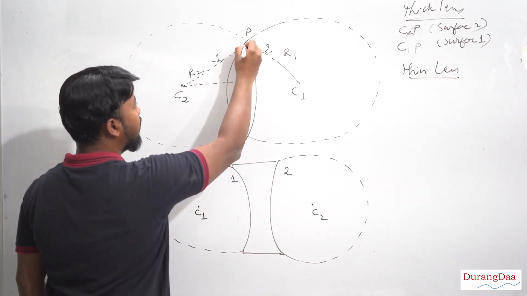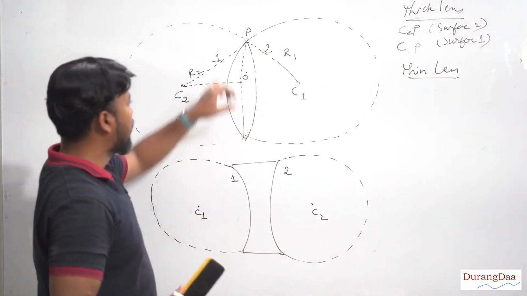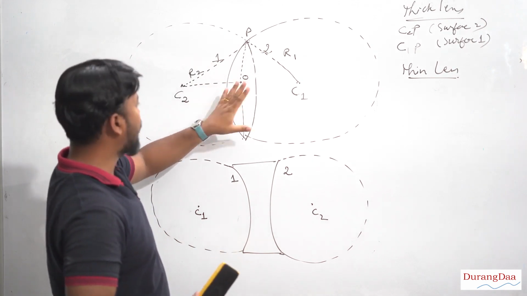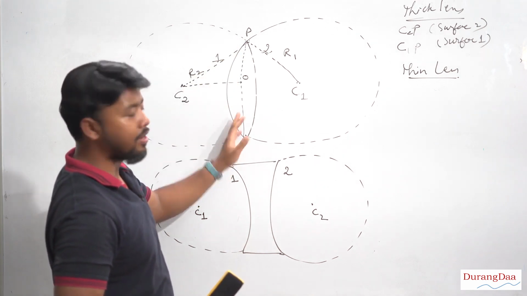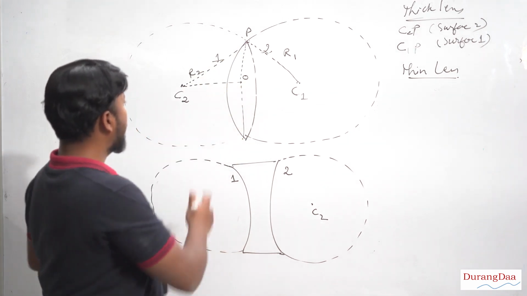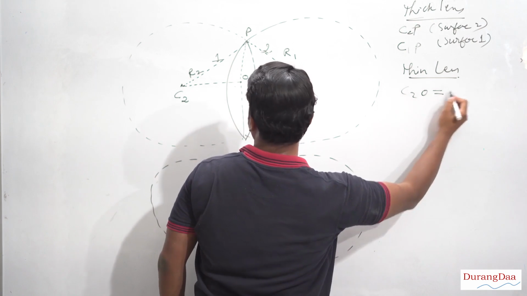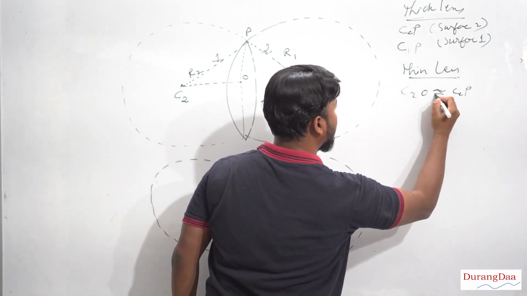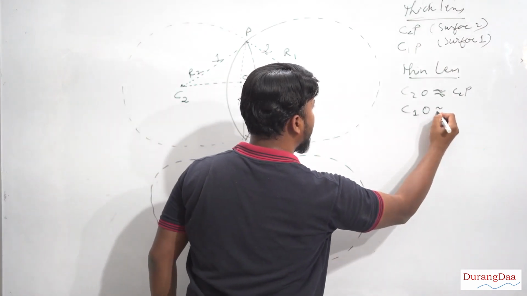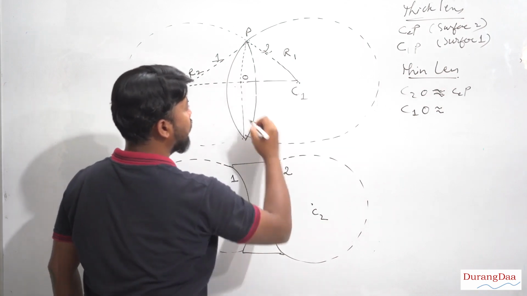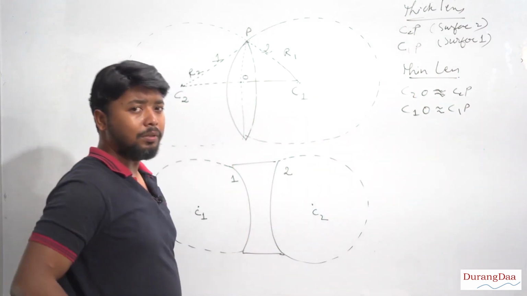The optical center lies on the axis of symmetry, just at the midpoint. We will discuss later what the optical center is, but for now, from here till here, the center of this lens lying on the axis of symmetry is your optical center. So C2O, for a thin lens, C2O will be nearly equal to C2P. For this side, C1O would be nearly equal to C1P.